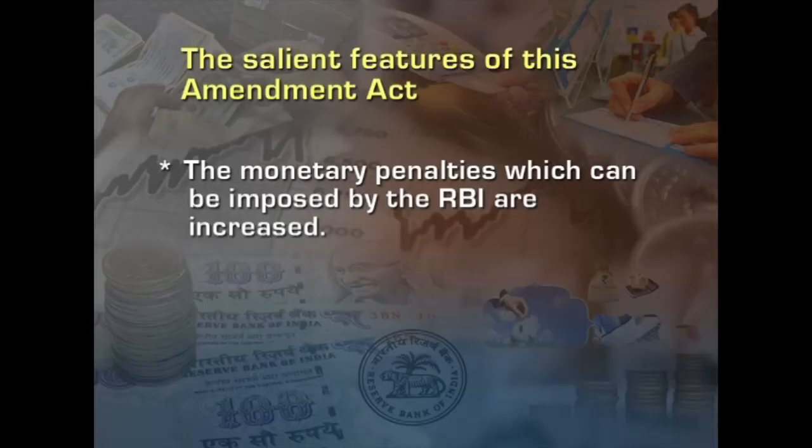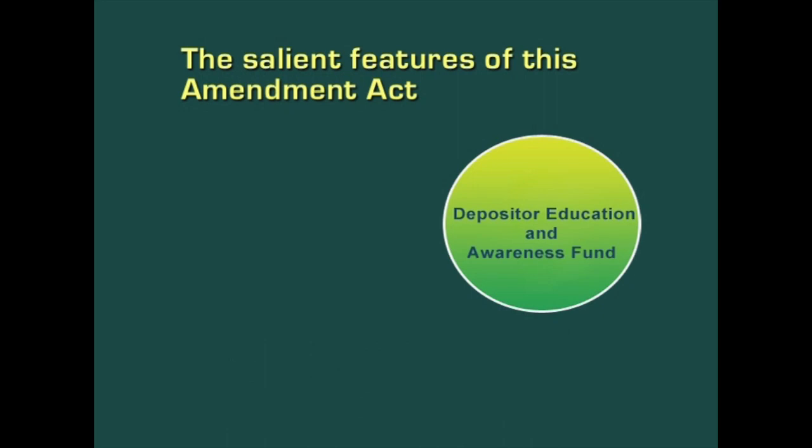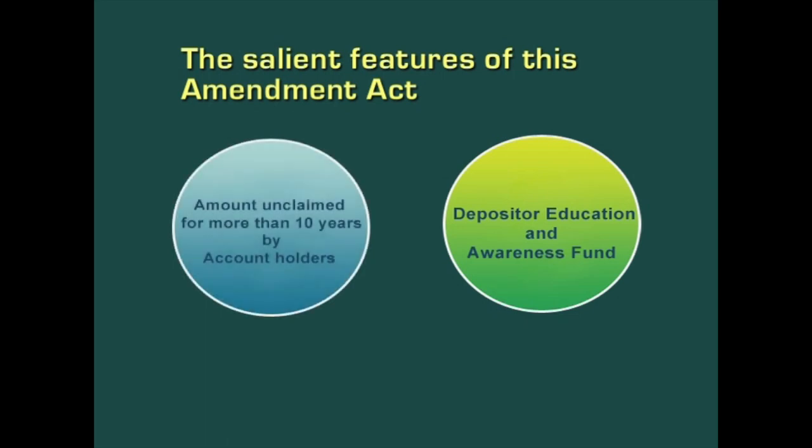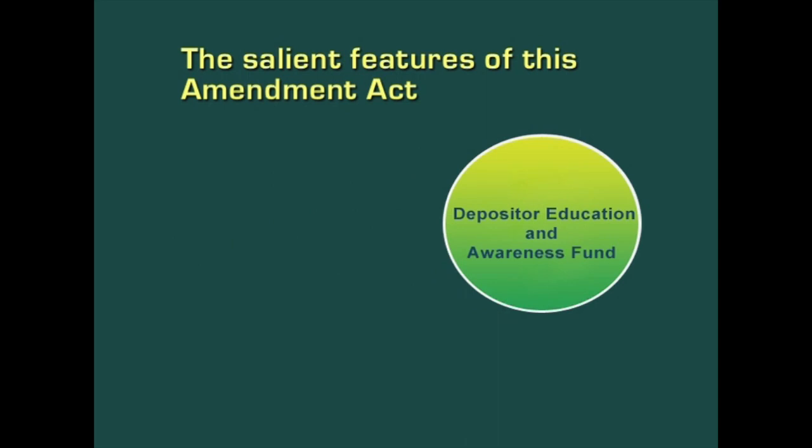The monetary penalties which can be imposed by the RBI are increased. A fund by name Depositor Education and Awareness Fund is created, and the RBI is empowered to transfer the money lying in the bank account, which is not operated by the account holders, or any amount remaining unclaimed for more than 10 years, to the Depositor Education and Awareness Fund. Provisions have been made out to regulate and administer the fund. These amendments are highly beneficial to the banking sector in general and to the shareholders of the banking companies in particular to visualize more profits and benefits.